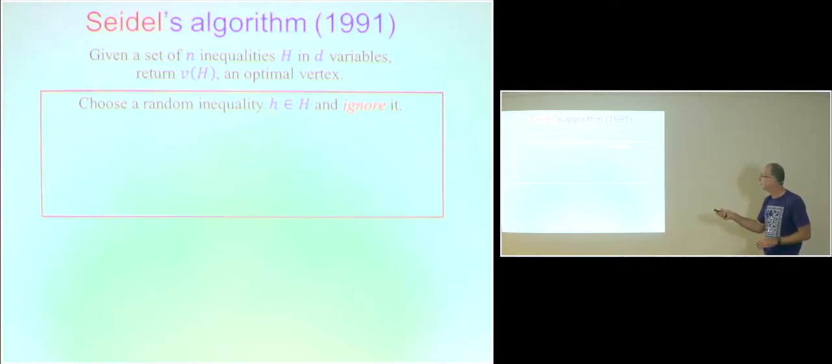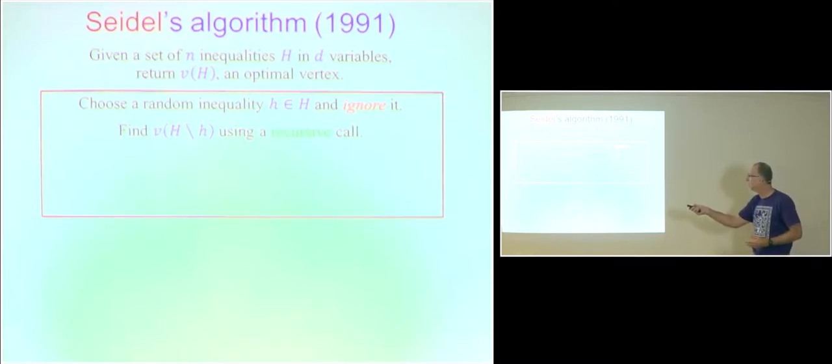So we choose a random inequality, a little h from capital H. Now, I should also say that essentially all algorithms will be randomized. So we choose a random inequality, and we ignore it. Seems dangerous, but we do it. And we solve recursively the problem without this inequality, and we get the optimal solution of this problem, which in our notation is V of H minus H.